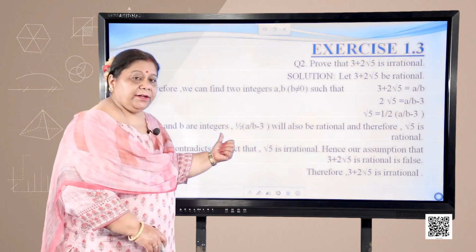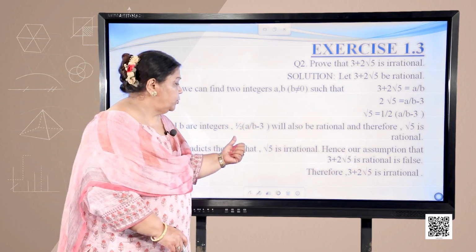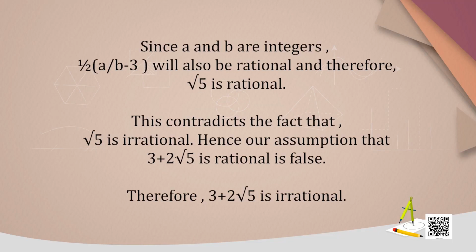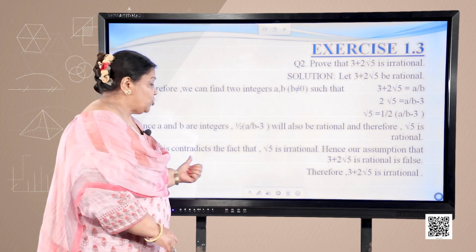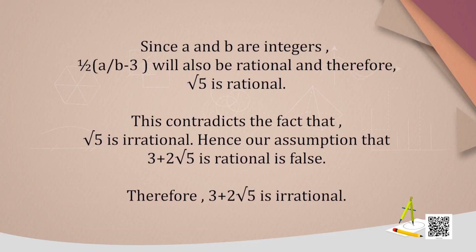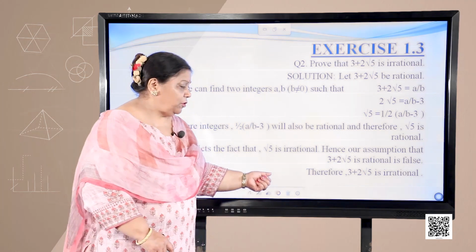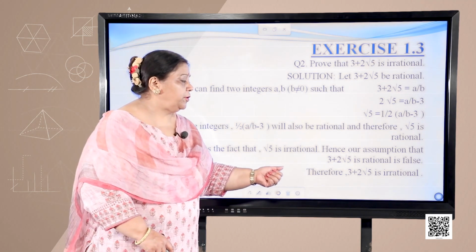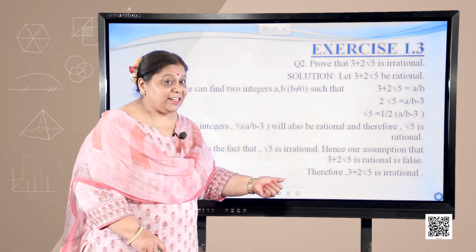Since a and b are integers, 1 upon 2 into a upon b minus 3 will also be rational and therefore, square root 5 is rational. This contradicts the fact that square root 5 is irrational. Hence, our assumption that 3 plus 2 square root 5 is rational is false. Therefore, 3 plus 2 square root 5 is irrational.